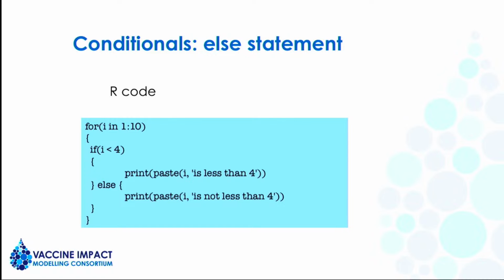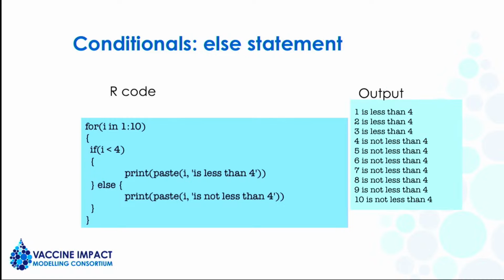Sometimes we want a condition where if something is true, we do this, otherwise we do something else. That's what the else keyword allows us to do. I know this is a bit dry and abstract, but it will hopefully become more concrete and understandable why I'm labouring this so much once we get into the practical and try to solve some problems ourselves. In this case, we change what the print statement is depending on whether I is less than 4 or not less than 4.